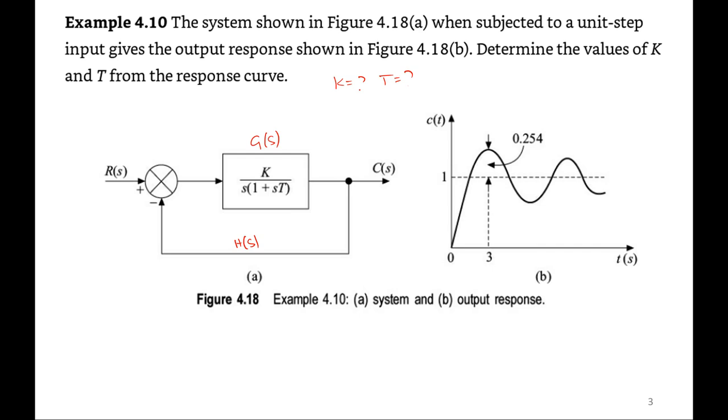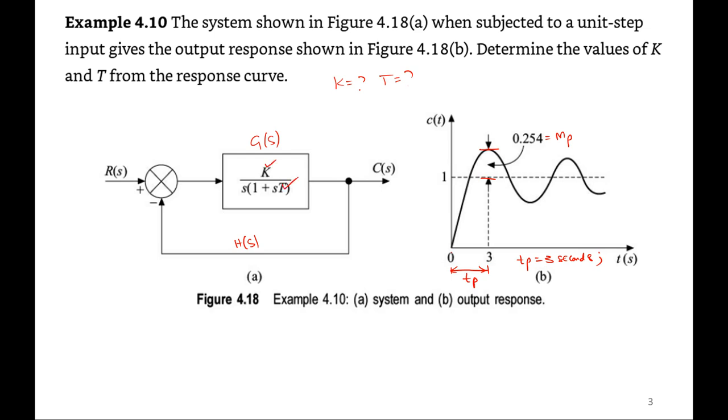You can observe here, these are damped oscillations, damped oscillatory in nature. And from here to here, this is Mp, the peak overshoot, which is 0.254. And you can observe here, this is the peak time, Tp. Tp is equal to 3 seconds. Now from the response curve, we came to know that the peak overshoot Mp is 0.254 and the peak time is 3 seconds. We'll make use of this data in order to get the values of K and T.